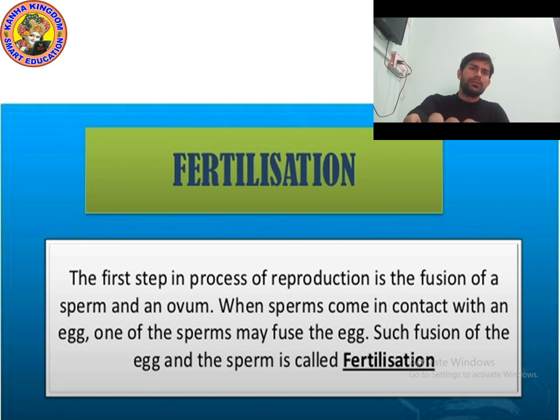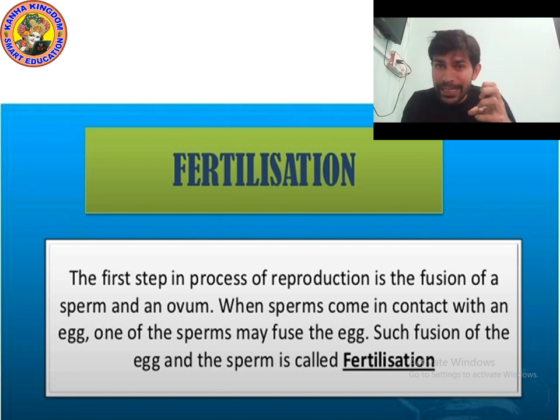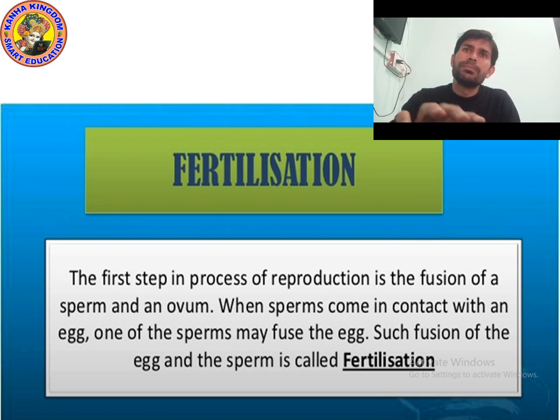So they meet with each other, and then what happens? I will show you in the next slide, so keep patience. When one sperm meets with one egg, then they fuse. Their fusion is known as fertilization. So what happens because of this? Let's find out. Let's move on to the next point.